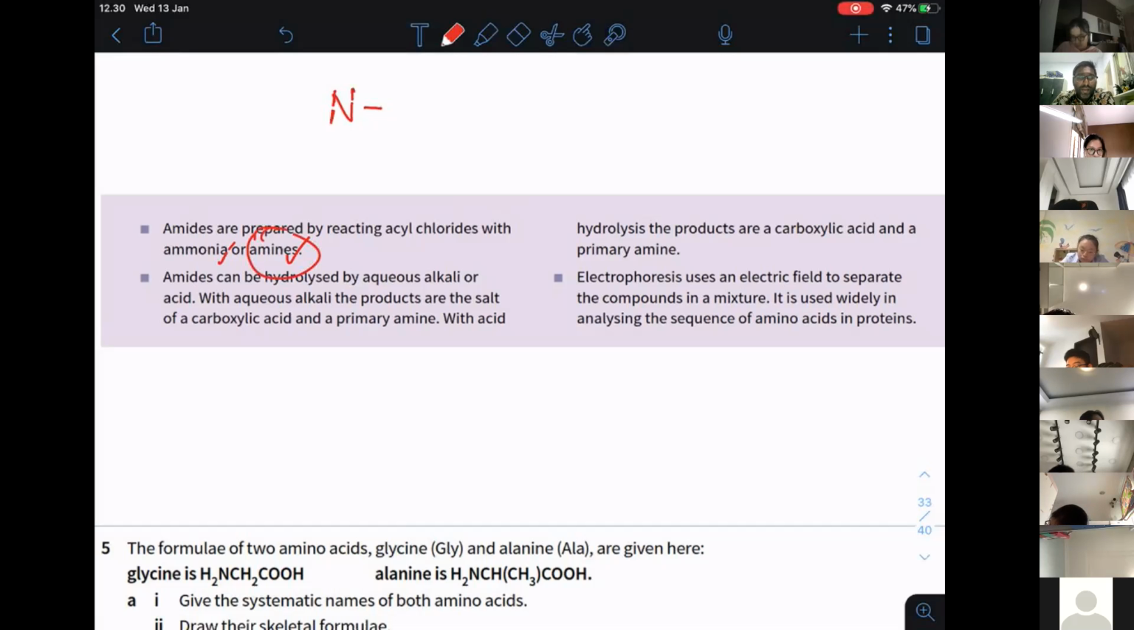If you have a substituted amide, then you must use an amine, not ammonia. So amides, what are the reactions? They can be hydrolyzed by both alkali or acid. Both are supposed to give you carboxylic acid and amine, but if you are using acid, the amine will react to give you NH3+. If you are using base, the carboxylic acid is going to give you RCOO-, then Na+, something like that. So this is important.